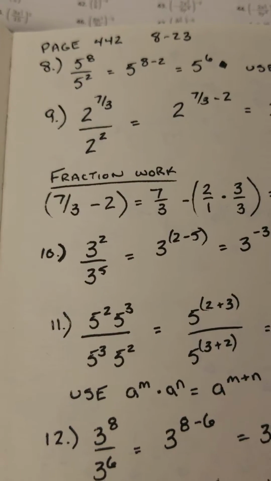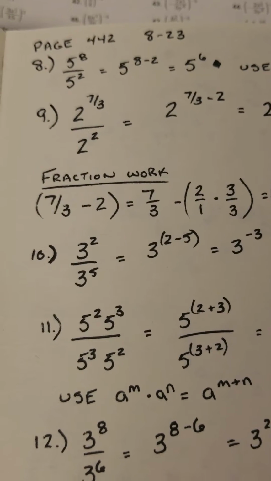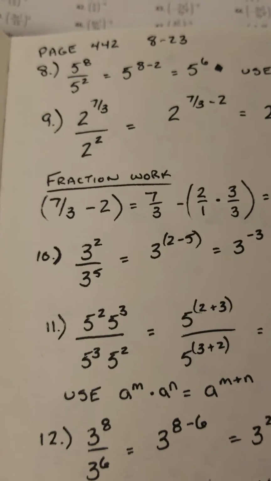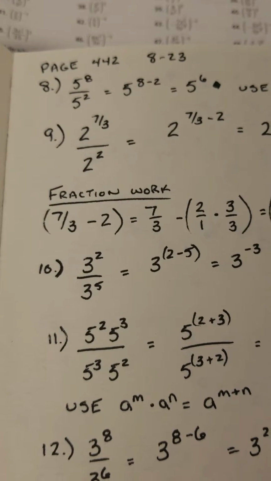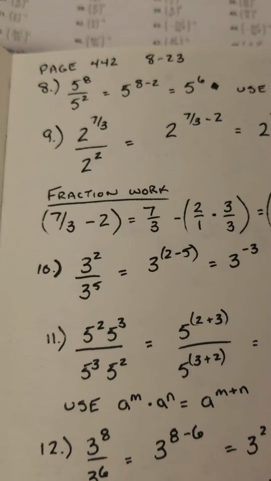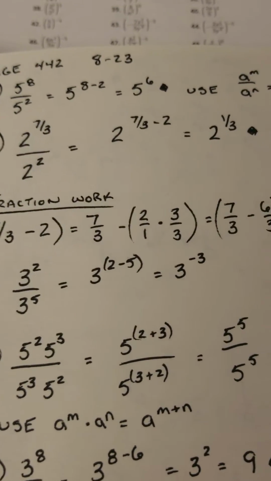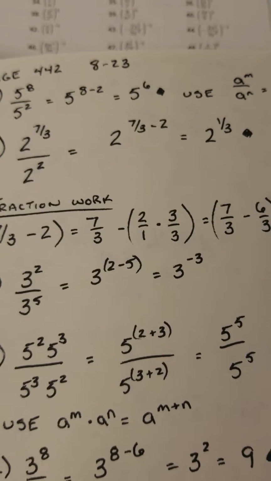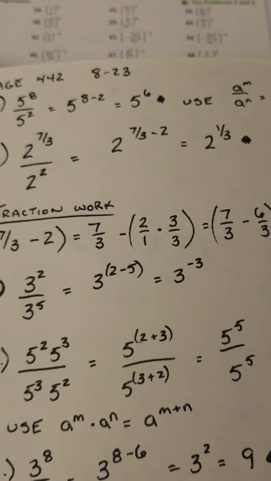I wanted to show my fraction work here because a lot of kids have a paranoia of doing fractions in class. I know when I was in school, especially in middle school, I really didn't understand fractions very well. And then as I got older, I realized they were very simple if you just understood what you had to do. So I have 7 over 3 minus 2. Then I write 2 over 1, which is the same as 2, and multiply it by 1, which happens to be 3 over 3.